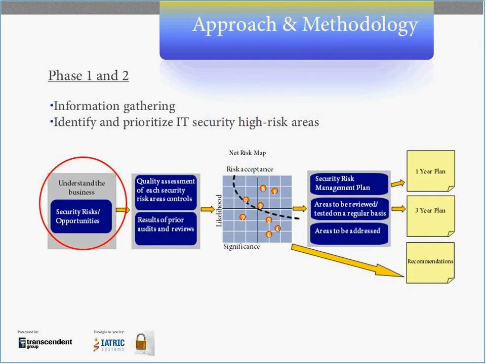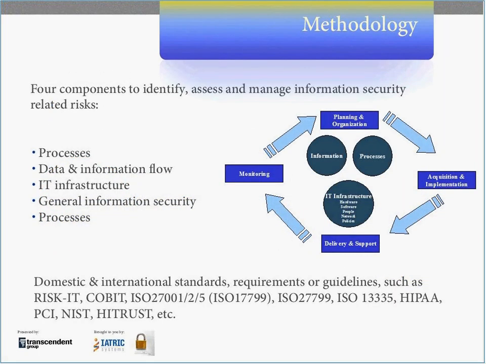So let's walk through phase 1 and phase 2 here: information gathering, and identify and prioritize IT security high-risk areas. To be able to identify the key security risks, you need to look at 4 areas. The business processes: what departments use IT, what systems are they using, how dependent are they on information technology. We also need to look at the data information flow, what systems we have, and how they integrate.